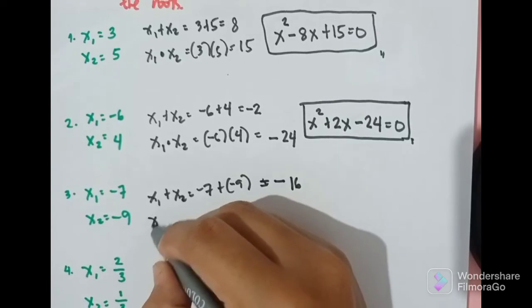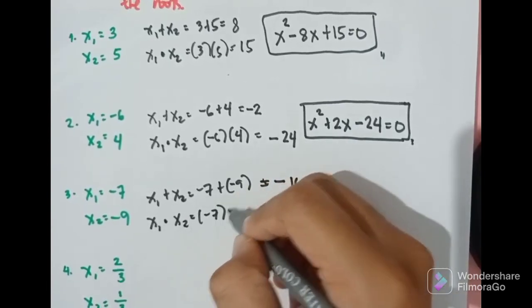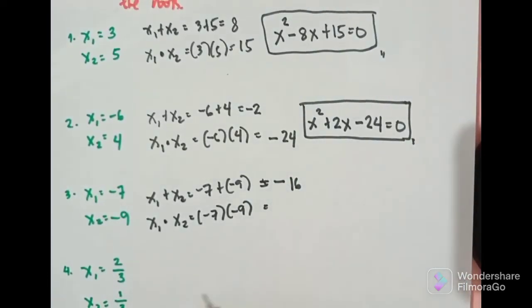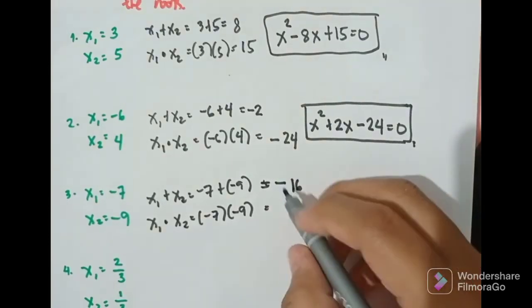So, sa multiplication, x sub 1 times x sub 2 is equal to negative 7 times negative 9. Again, sa multiplication, kapag parehas ng sign, magiging positive. So, negative times negative, that is positive. 9 times 7, that is 63.